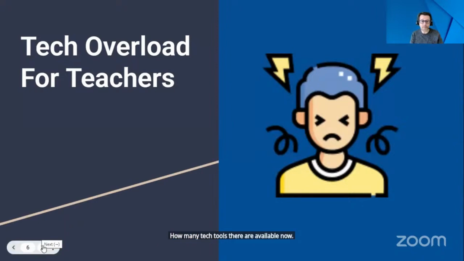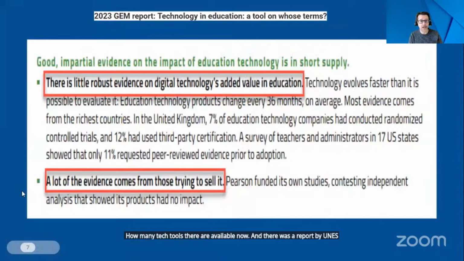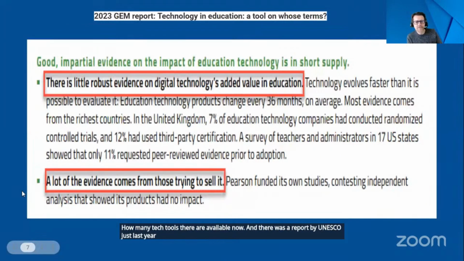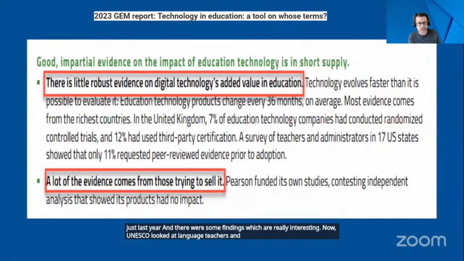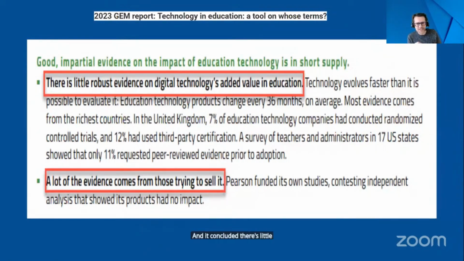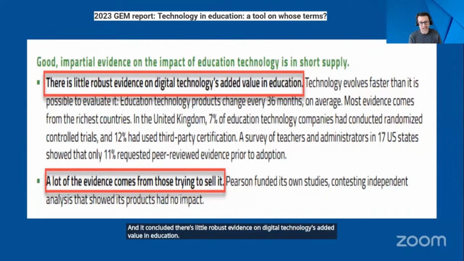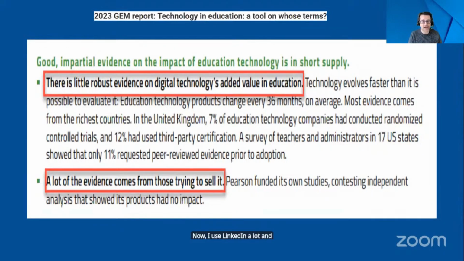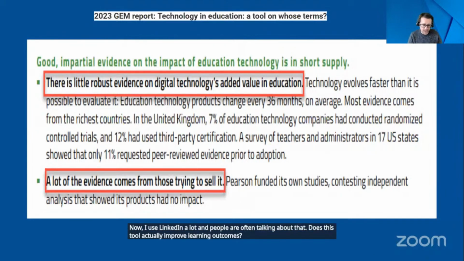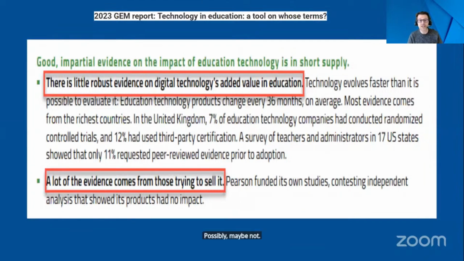And there was a report by UNESCO just last year, and there were some findings which are really interesting. Now, UNESCO looked at language teachers and teachers of other subjects around the world. And it concluded there's little robust evidence on digital technology's added value in education. Now, I use LinkedIn a lot, and people are often talking about that. Does this tool actually improve learning outcomes? Possibly, maybe not. There are obviously lots of benefits, but obviously lots of drawbacks as well.